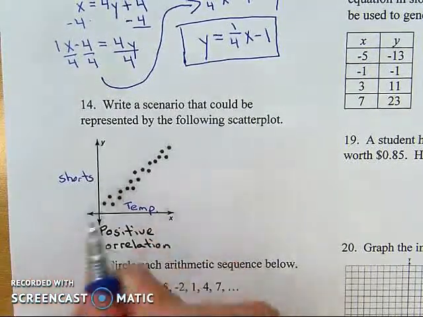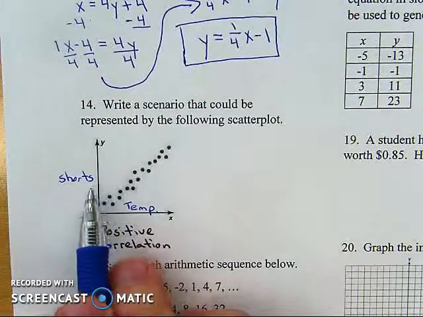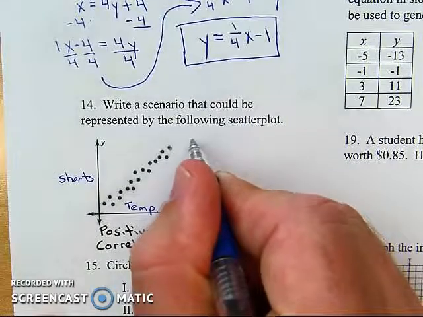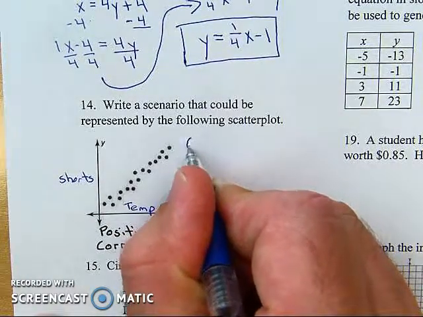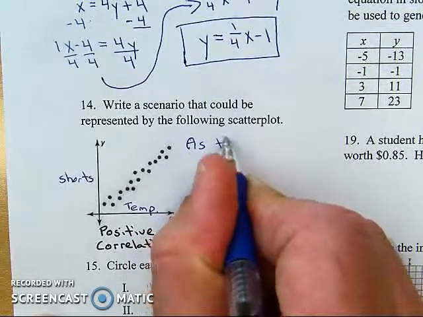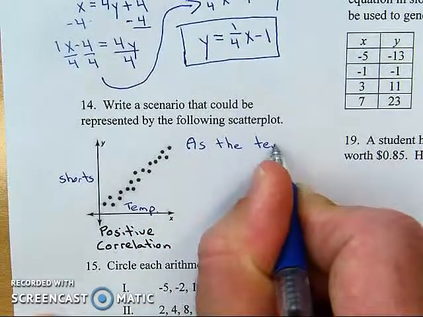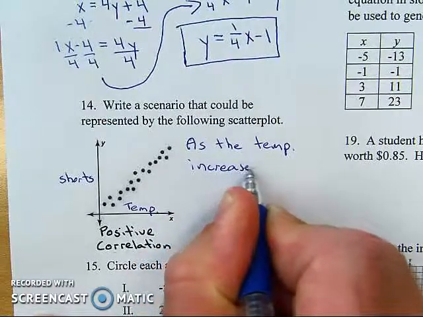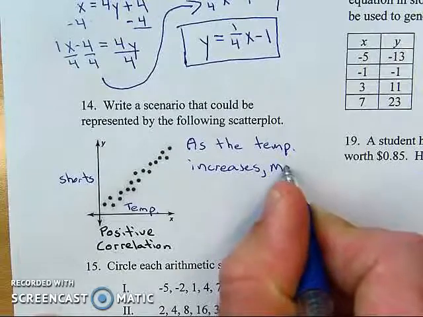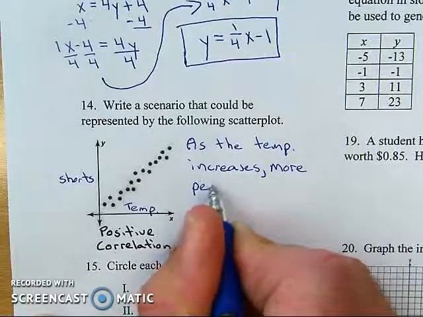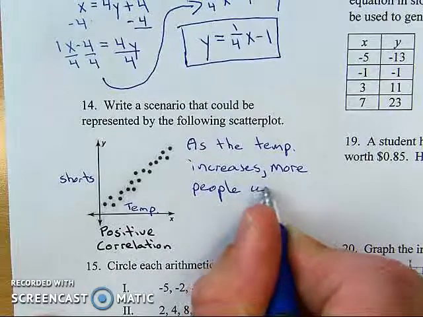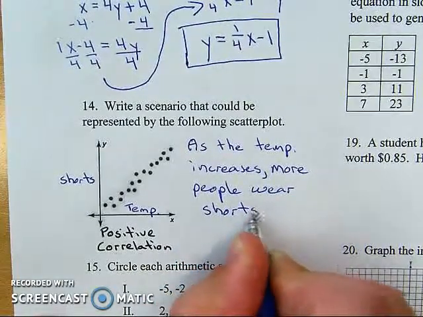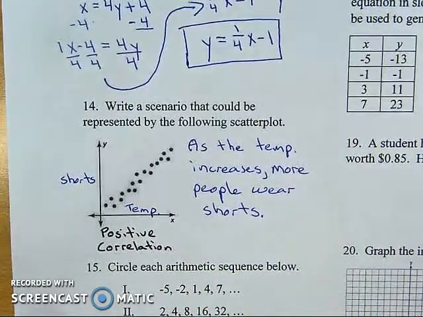Meaning, the warmer the temperature is, the more people are wearing shorts. Okay, so the scenario would just be something like, as the temperature increases, comma, more people wear shorts. So you can just leave it like that.